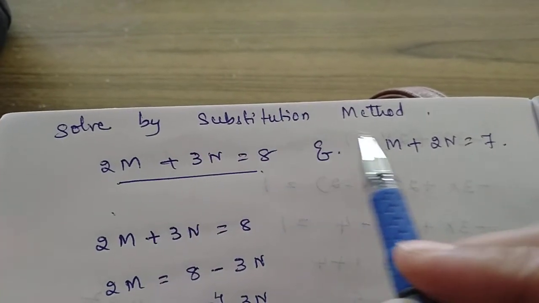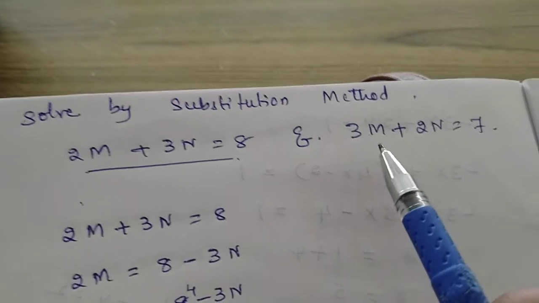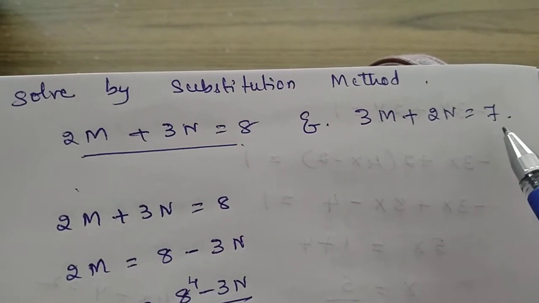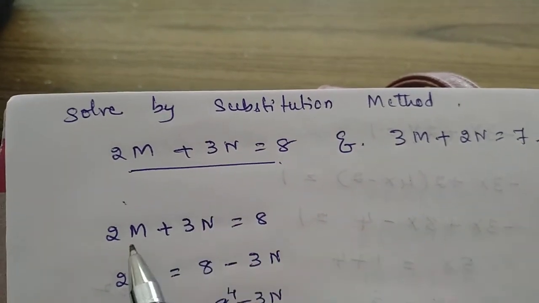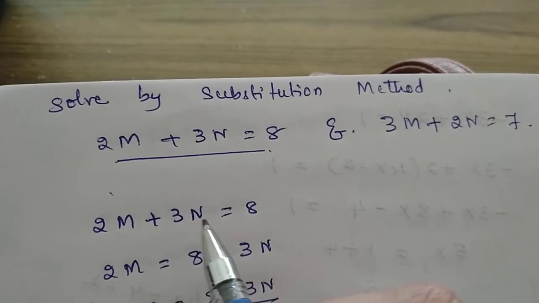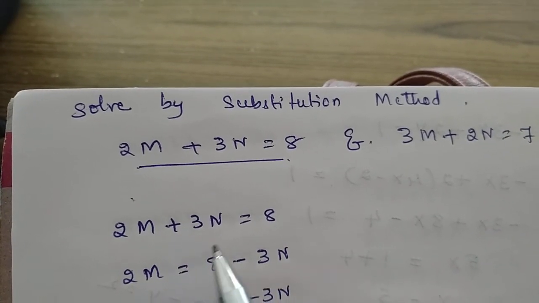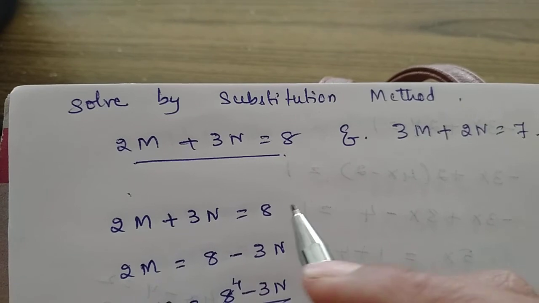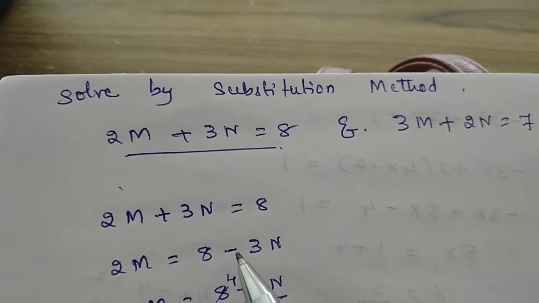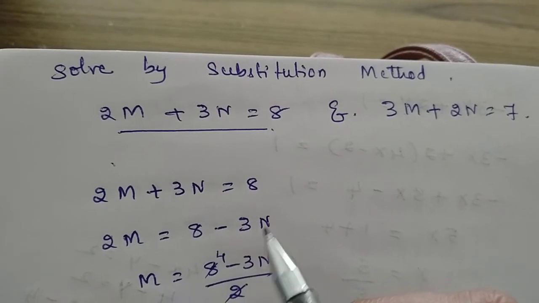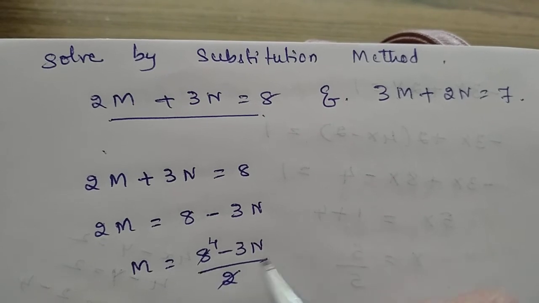Okay. Solve by substitution method. 2m plus 3n is equal to 8 and 3m plus 2n is equal to 7. Let us take the first equation for substitution. 2m plus 3n is equal to 8. 2m is equal to, taking this 3n here, it becomes minus, so 8 minus 3n. So let us see what is m. m is equal to 8 minus 3n over 2.